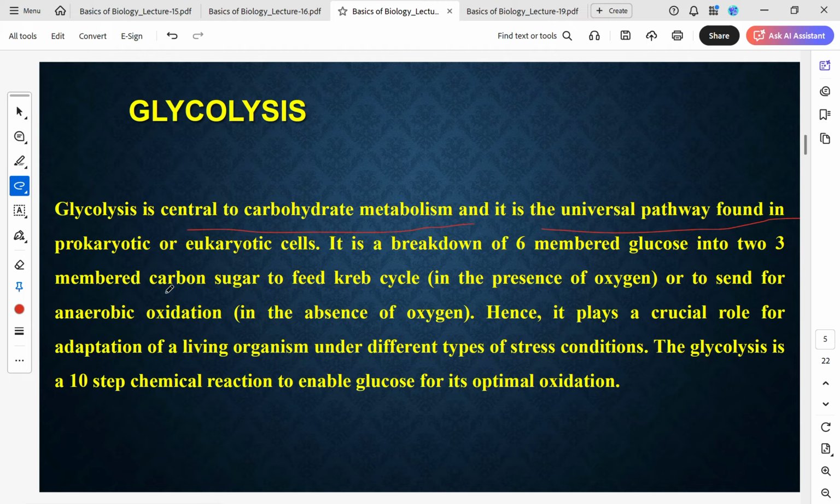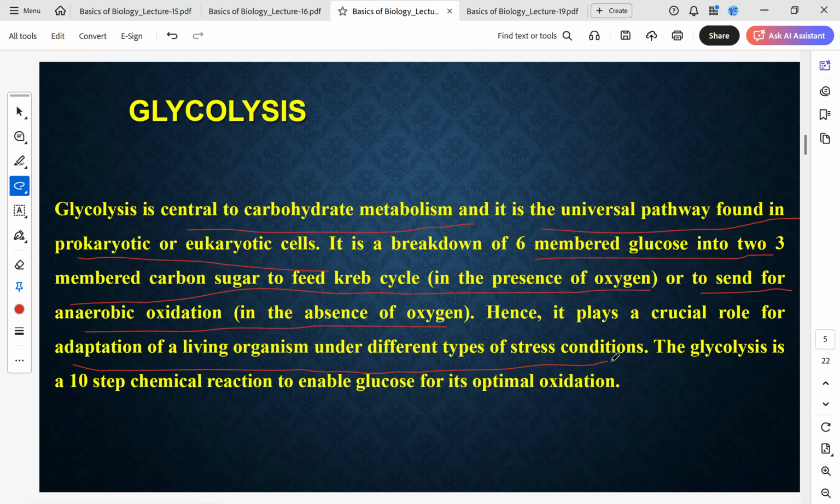It is a universal pathway found in both prokaryotic and eukaryotic cells. It is a breakdown of 6-membered glucose into two 3-membered carbon sugars to feed the Krebs cycle in presence of oxygen, or to send for anaerobic oxidation in absence of oxygen. So if there is oxygen present, Krebs cycle happens. If oxygen is absent, then anaerobic oxidation happens. Therefore, it plays a crucial role in adaptation of a living organism under different types of stress conditions.